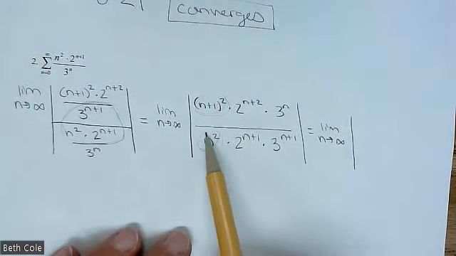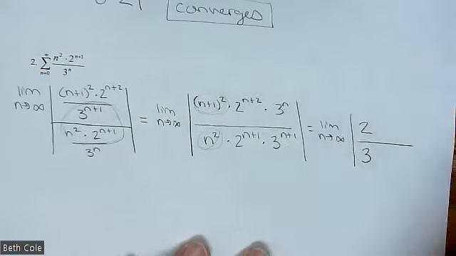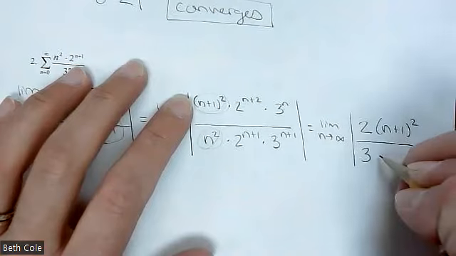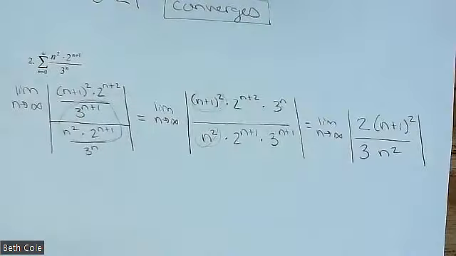You're going to have 1, 2 left over. Where's it going to go? On the numerator or the denominator? On the top. Okay, so we're going to have a 2 up there. And you're going to have 1, 3 left over, which is going to go... I heard some disagreement there. It's going to go on the bottom. All right. And then you have the n plus 1 squared and the n squared that you really can't do anything with.